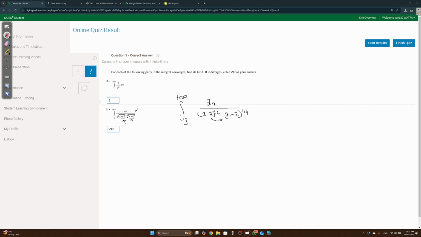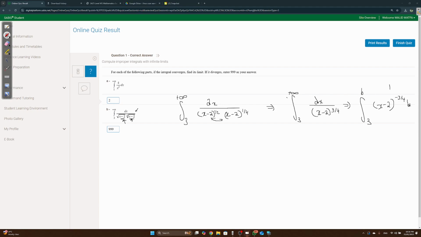When you multiply two numbers with the same base but different exponents, you just add the exponents. So 1 over 2 plus 1 over 4 is just going to be 3 over 4. Okay, so it's going to be the same as the integral from 3 to positive infinity, dx over x minus 2 to the power of 3 over 4, and now you can integrate. Let's change it to b, so it's going to be the integral from 3 till b. Take this up, it's going to be x minus 2 to the power of negative 3 over 4 dx. Go down. We're going to integrate it now.